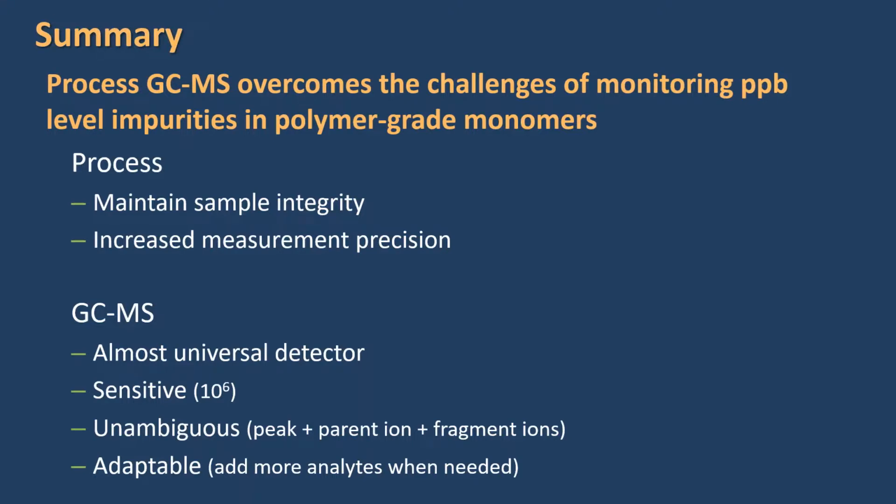Unambiguous, that's what we like when we're talking about online analytics. We don't want any confusion, we don't want any guesswork. It's like being able to look inside the peaks generated by a mass spectrometer. We can look at the peak, the parent ion, and the fragment ions, and we know exactly what we're looking at. It's very adaptable. Like we said a second ago, if something pops up, it's easy to add something to a mass spec detector because it is virtually a universal detector and also very sensitive.